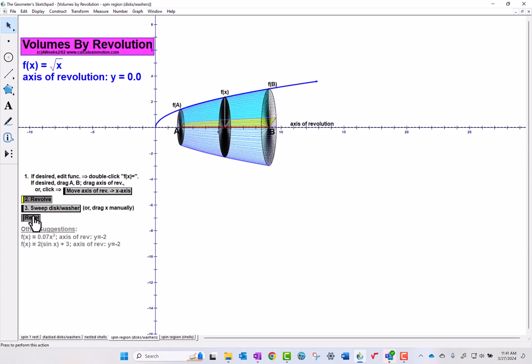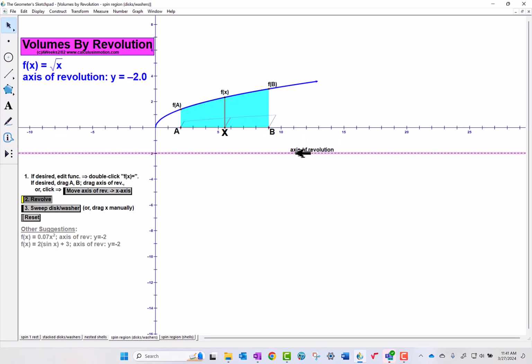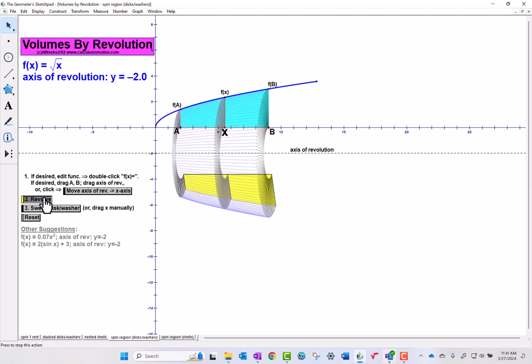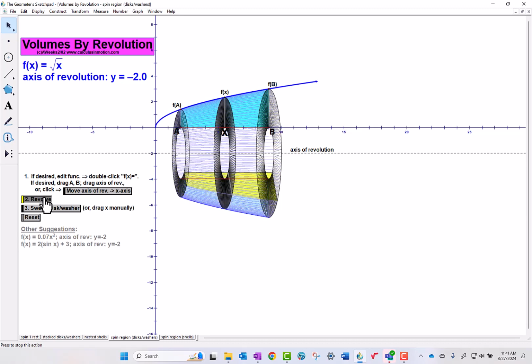What we're going to be doing next time is moving the axis of rotation, and we're going to be rotating around it. So notice this blue area right here is not sitting on the axis of rotation. What happens when we do that is it creates what? What is going to be created in the center of this three-dimensional figure? It's going to have a hole, right? That's called a washer. We're doing that next time.